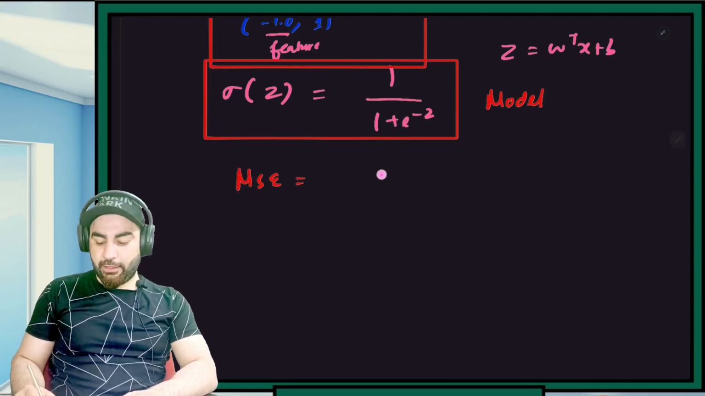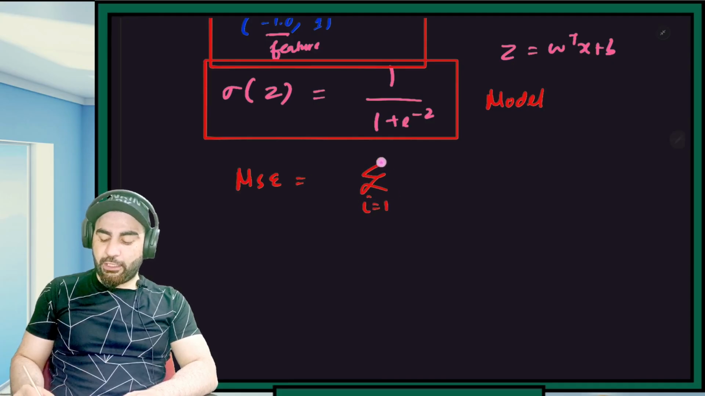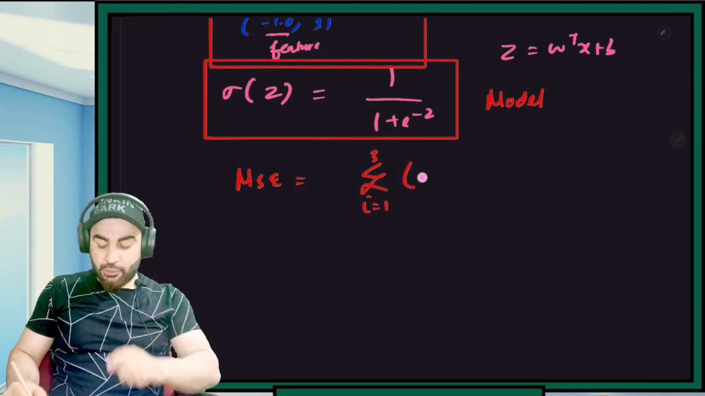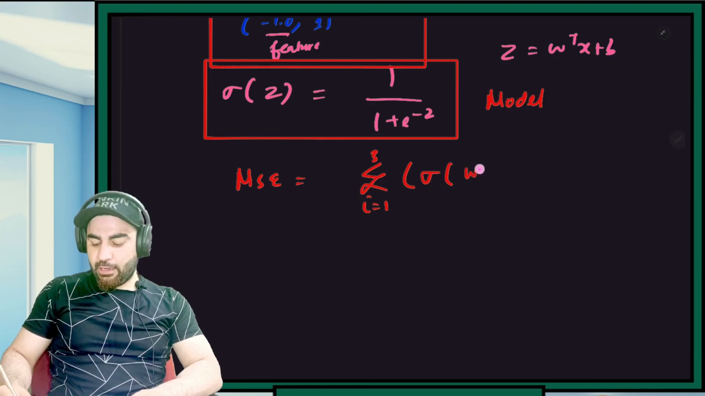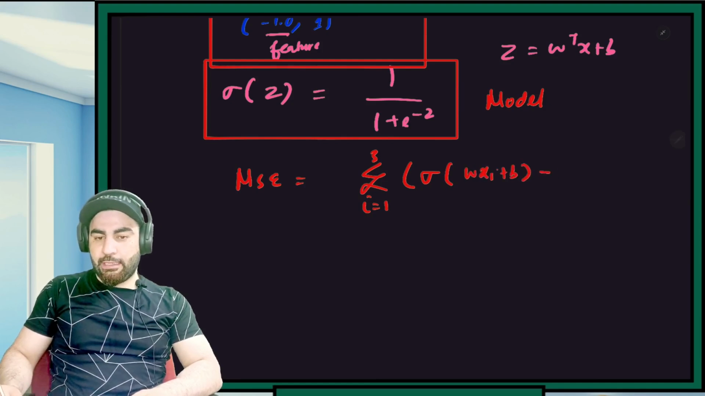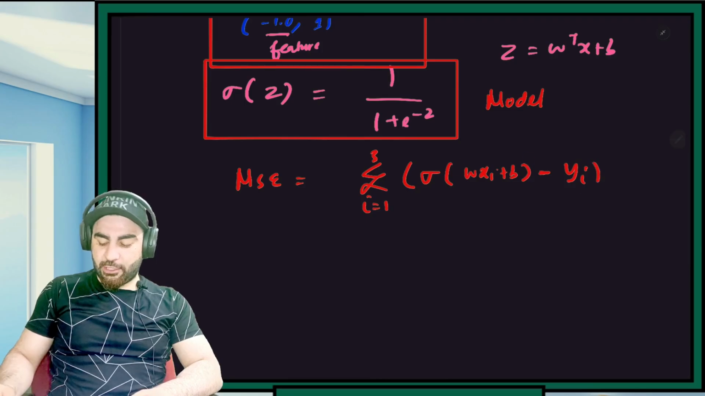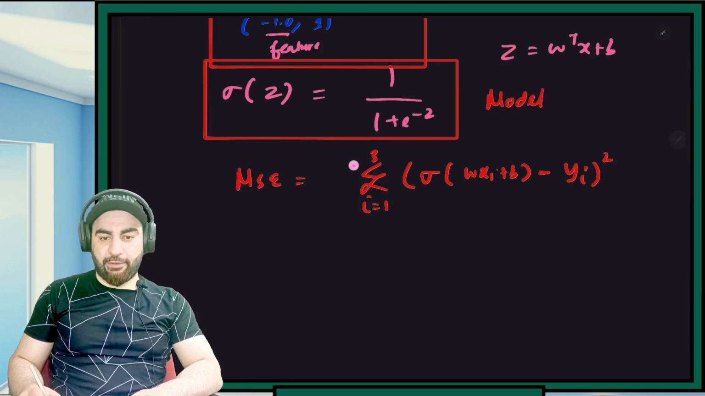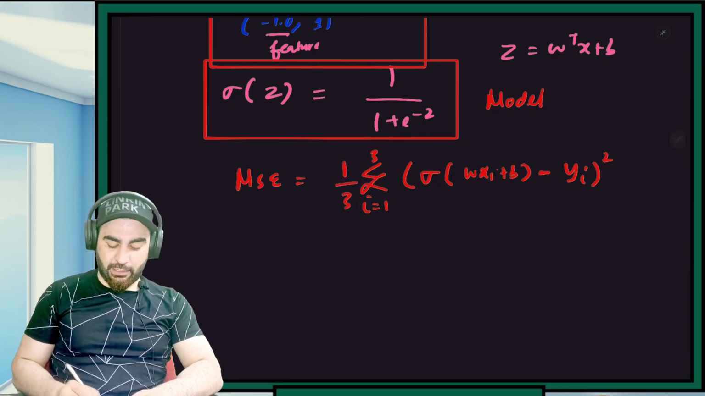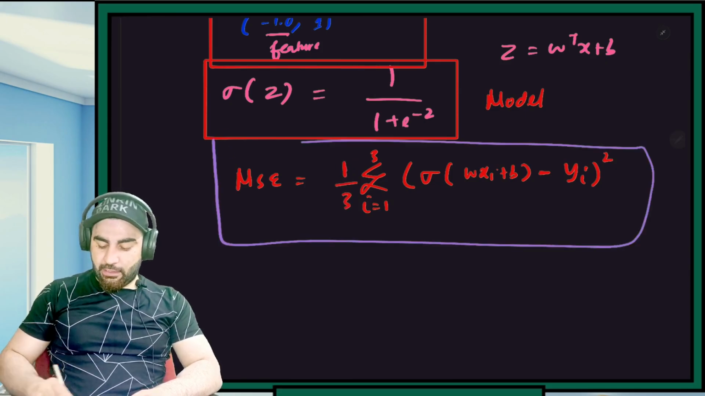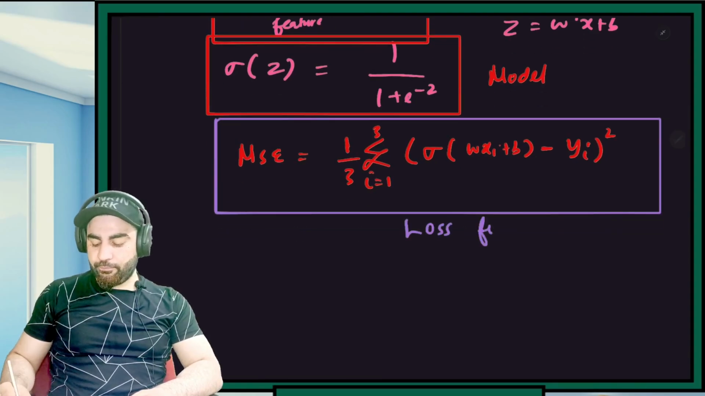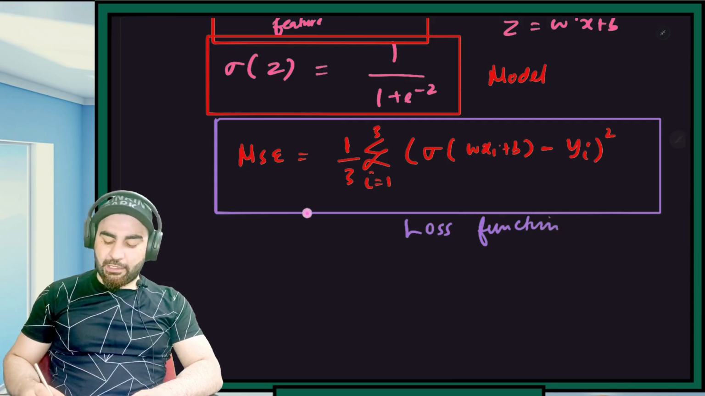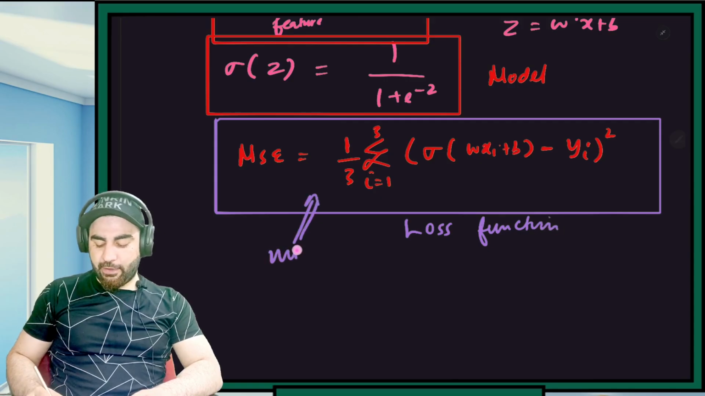So how do we define that? Summation of i equal to 1 to 3, because we have 3 data points. We'll apply this model: sigma of w xi plus b, and then we'll compare it with the actual. So this is predicted, this is actual, and we'll square it. We'll square it and take the average, 1 divided by 3. So this is mean square error. This over here is our objective or loss function, and our job is to get as minimum a value as possible.